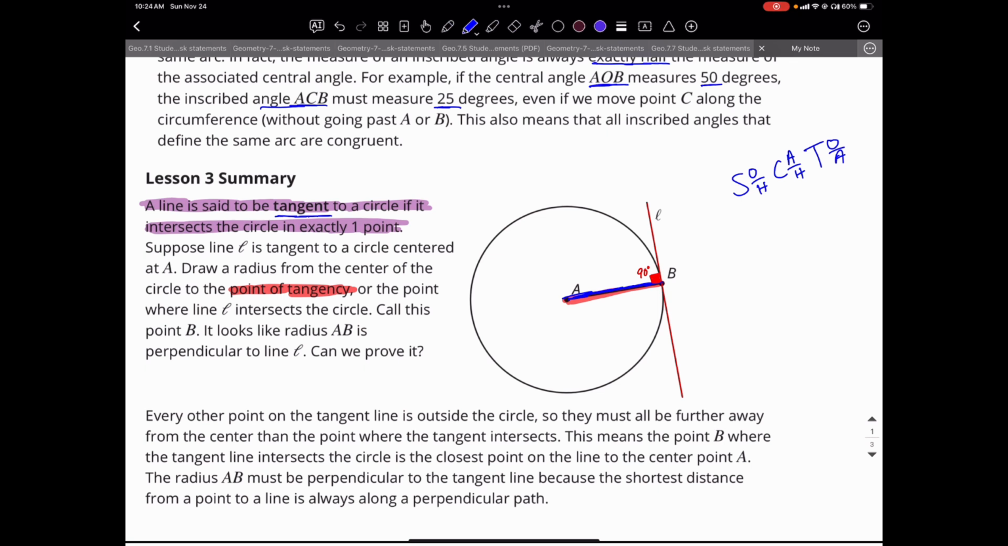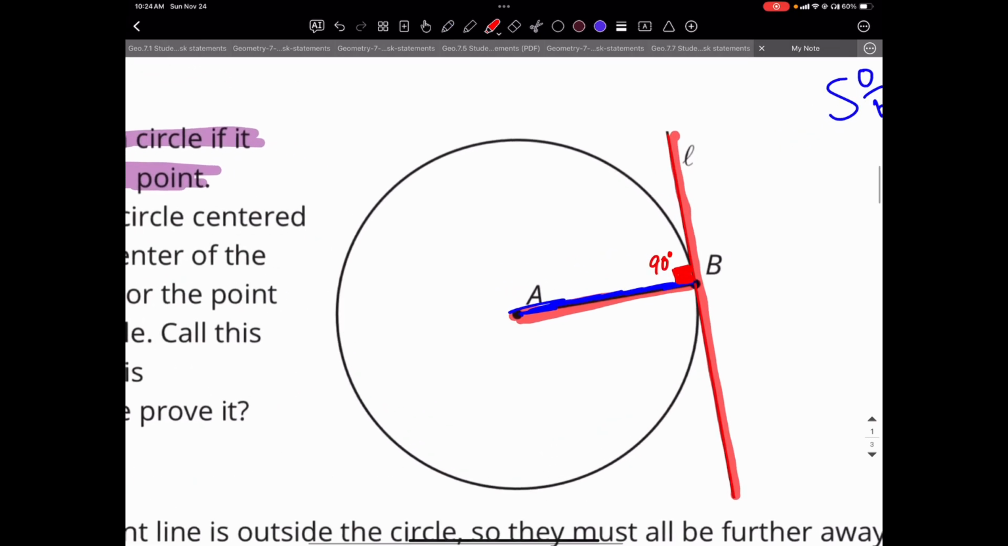So every other point on the tangent line is outside of the circle, so they must all be further away from the center than the point where the tangent line intersects. Meaning, anywhere you find a point on this line, other than the point of tangency, should be further away from the center of that circle than the point of tangency. Okay? So if you recall, when we're doing trigonometric ratios and functions, we're using right angles.